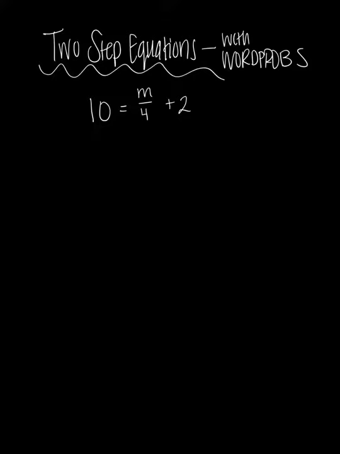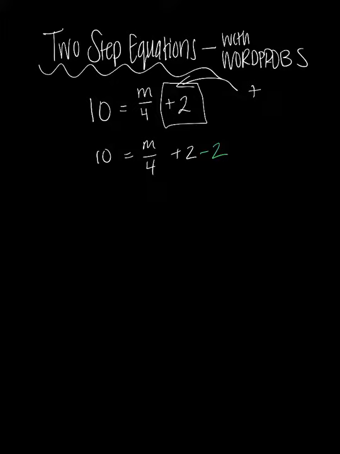So the first thing we're going to do is get rid of this guy, because that's the easiest thing to do. So if I have m over 4 plus 2 equals 10, I want to get rid of my 2. So I'm doing addition. What's the inverse? Right, it's subtraction. Remember, what I do to one side, I have to do to both. All right, let's solve. 10 minus 2 is 8. 8 equals m over 4.